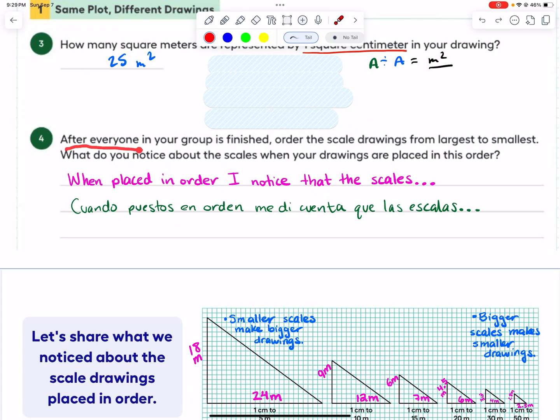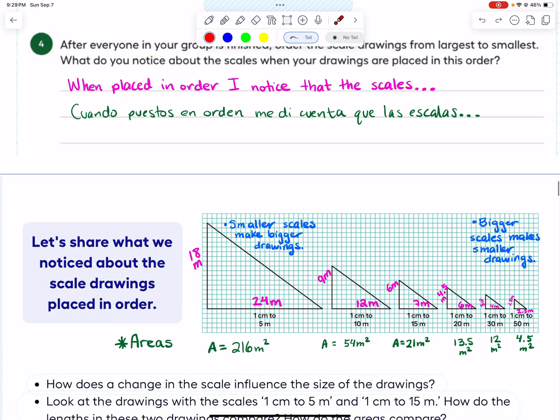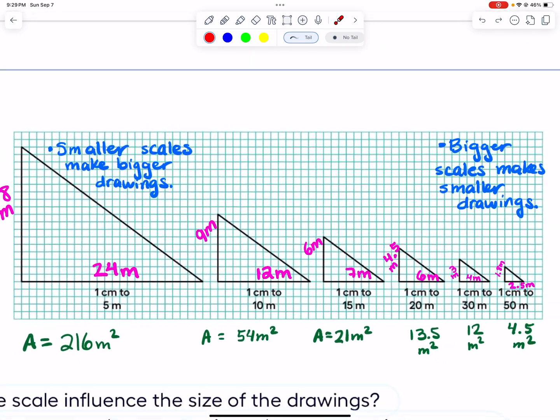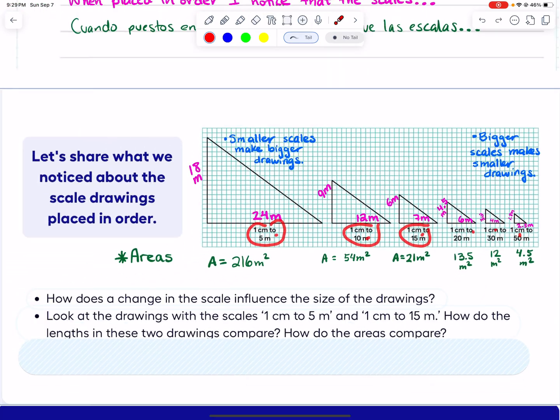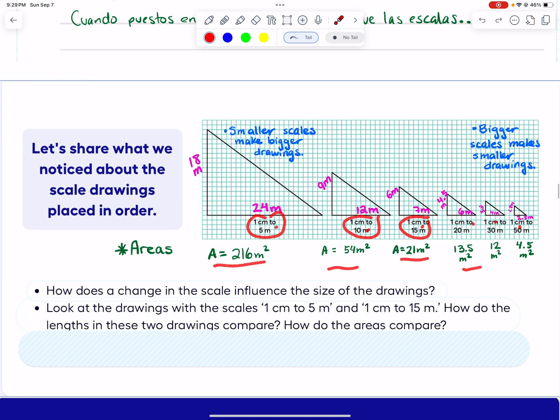After everyone in your group is finished, we're going to order the scale drawings from largest to smallest. What do you notice about the scales when your drawings are placed in this order? Here's each scale in order: 1 to 5, 1 to 10, 1 to 15, 1 to 20, 1 to 30, and 1 to 50, and the areas for each one of them. You notice instantly it goes from big to small.